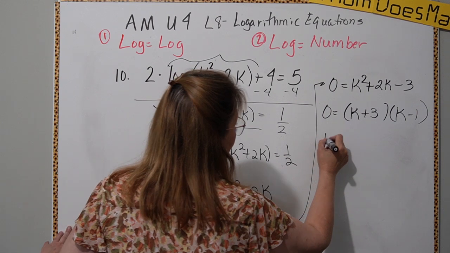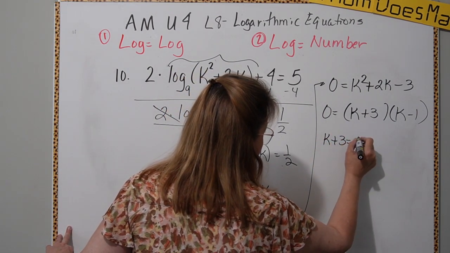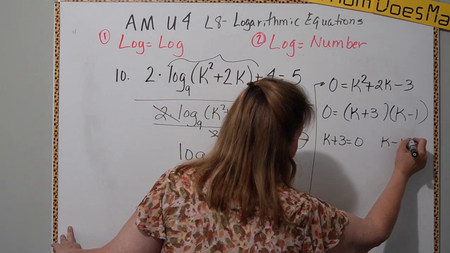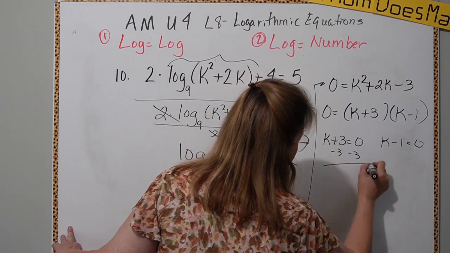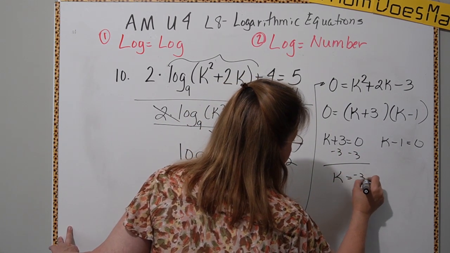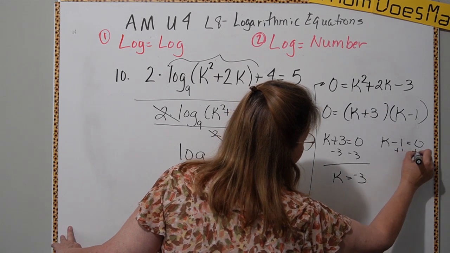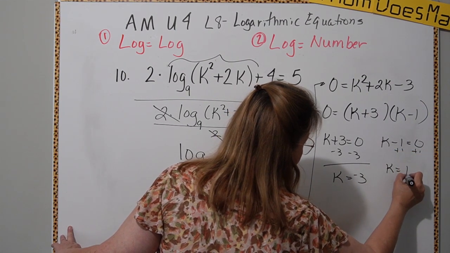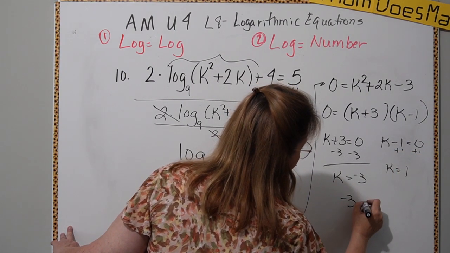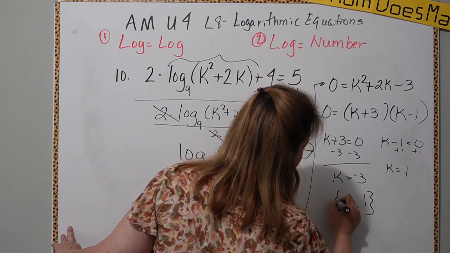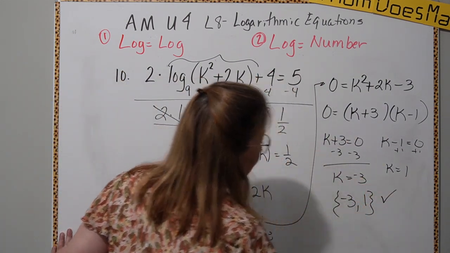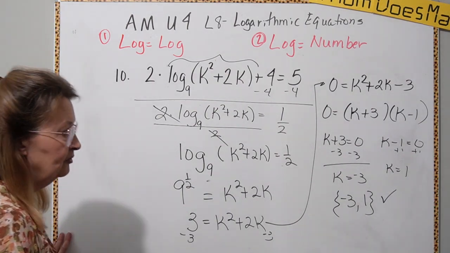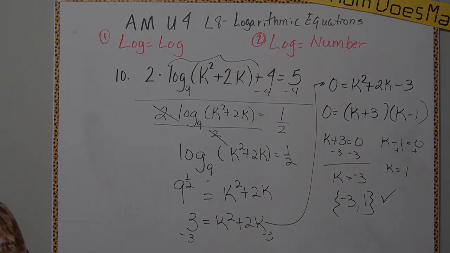All right, we'll take each factor, set it equal to 0, and solve. So I'm going to subtract 3 from each side. I get k is equal to -3. I'm going to add 1 to each side. K is equal to 1. So my final answers are -3 and 1. And if you plug them both in, they both work and they do not give you an extraneous root. So you're good to go.